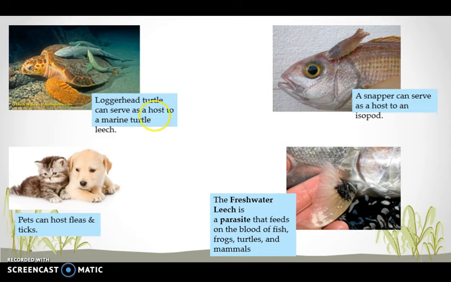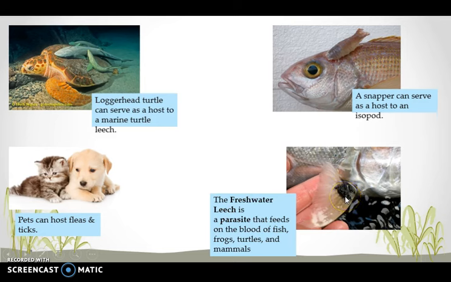So in this instance, the cat and the dog would be the host, whereas the tick or the flea would be the parasite. And then something that I know that you hear the word leech, and you tend to cringe at that sound. But these here are freshwater leeches that are feeding off of the blood of the fish, frogs, turtles, and mammals that they are using for their resources. So what we have here are just a bunch of little tiny leeches.